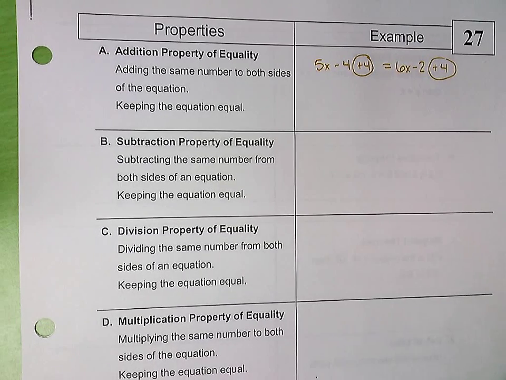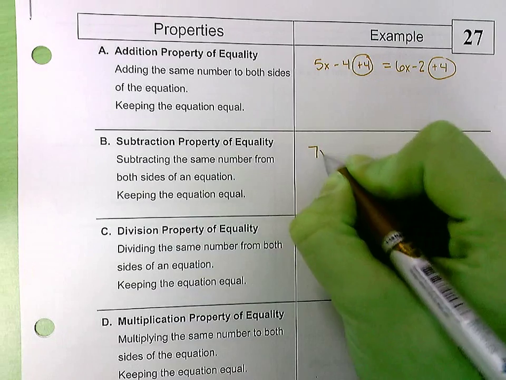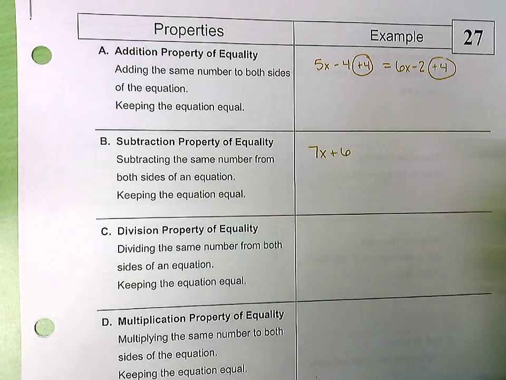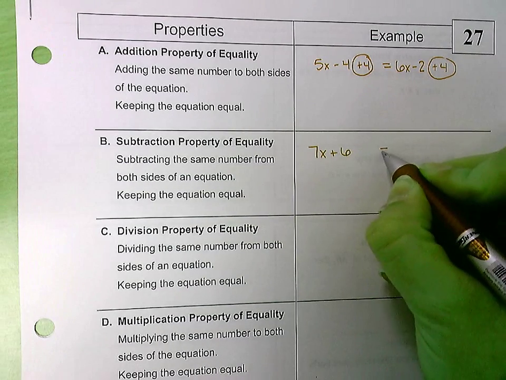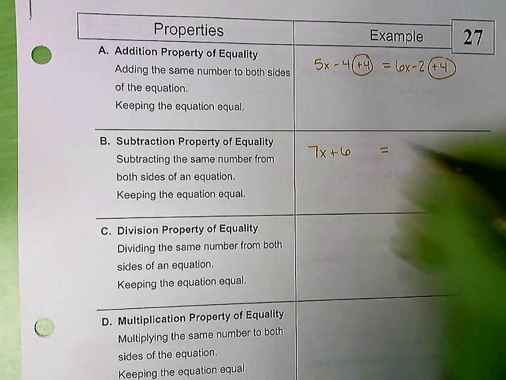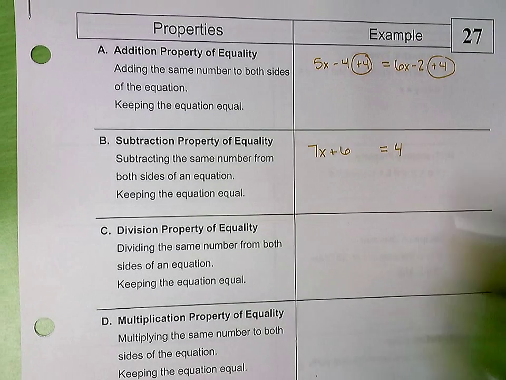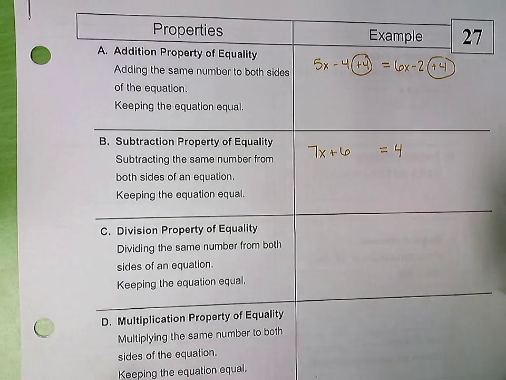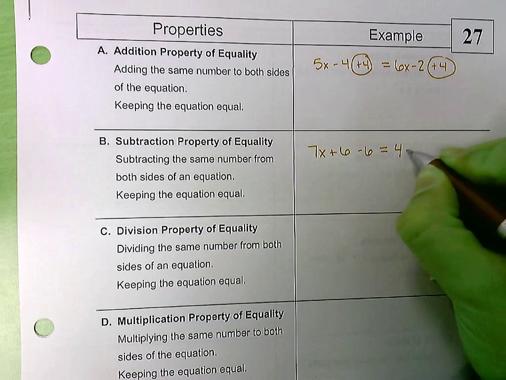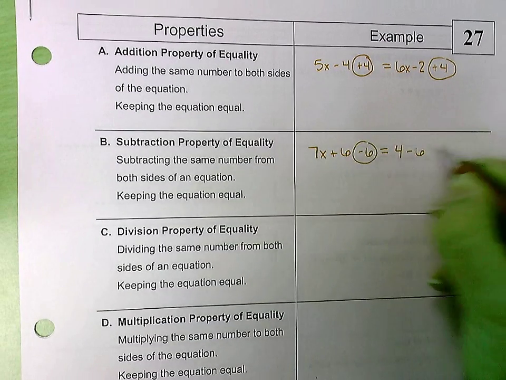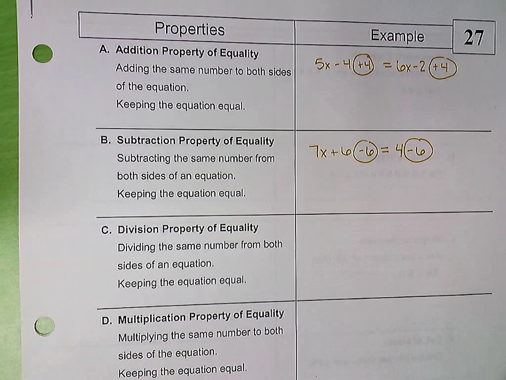Subtraction property of equality is subtracting the same number from both sides of your equation. So if I have 7x plus 6, again I'm going to leave a space there, and that was equal to 4. I'm just making these up. To get 7x alone, I would subtract 6 from both sides. That process of subtracting 6 from both sides is the subtraction property of equality.